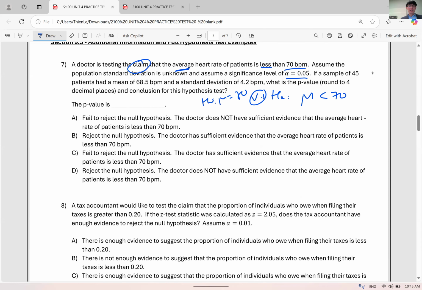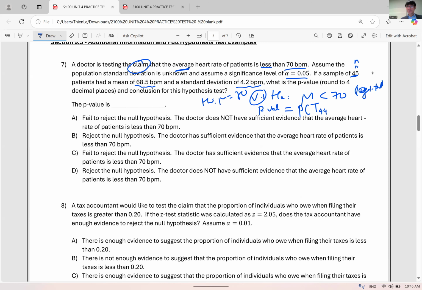A sample of 45 patients has a mean, okay? This is the mean and this is the standard deviation, okay? What is the p-value? Okay, so this is a left tail test, right? A left tail test for mean with sigma unknown. And the p-value is defined by the property of t, with n minus 1 degrees of freedom. So in this case, you surveyed 45 people. So in this case, 44, right? If n is 45, this will be 44, right?